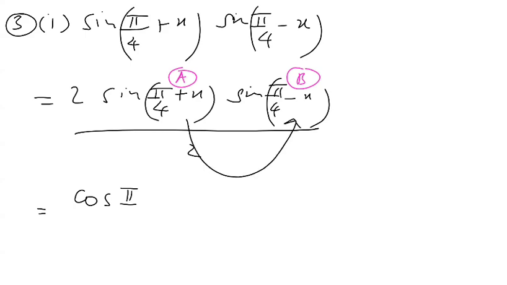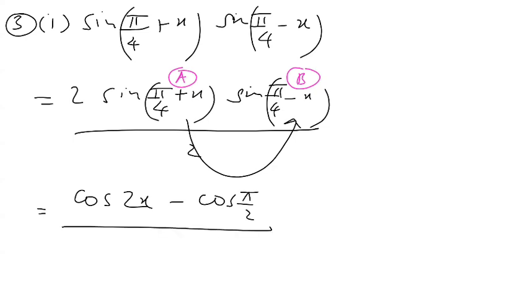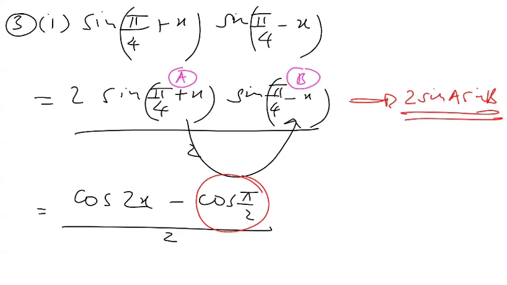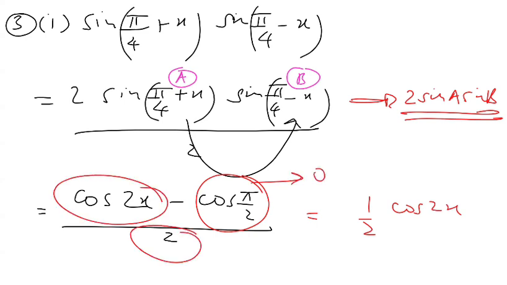minus cos A plus B. So if you subtract A minus B, pi by 4 will get cancelled and this will be 2x. If you add, 2x will get cancelled. Pi by 4 plus pi by 4 is 2 pi by 4, which is pi by 2, upon 2. So in the numerator here, I have applied the 2 sin A sin B formula. Now cos 90 is 0. So the answer is 2 cos 2x, this upon this, because cos 90 is 0.